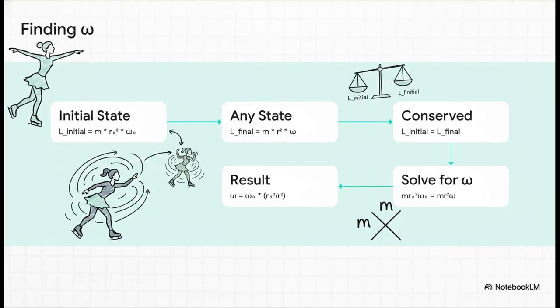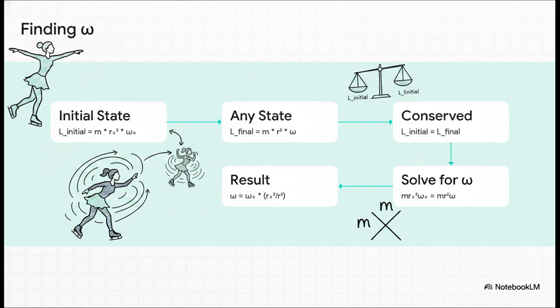Awesome. So let's actually use that fact. We can literally just say the angular momentum at the start has to equal the angular momentum at any other time. So m r0 squared omega naught equals m r squared omega. The mass m is on both sides, so it just cancels out. A little bit of algebra and boom, we can solve for the angular velocity omega at any radius r.